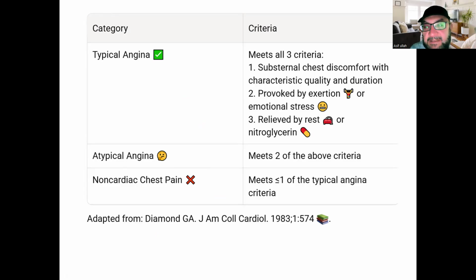Definite angina: first, substernal chest discomfort with characteristic quality and duration; second, provoked by exertion or emotional stress; and third, relieved by rest or maybe nitroglycerin. Atypical angina meets two of the above criteria, and non-cardiac chest pain meets one or fewer of the typical anginal criteria, as per the Diamond classification.